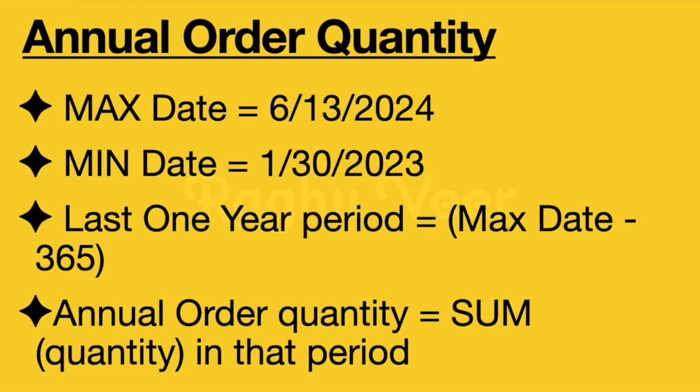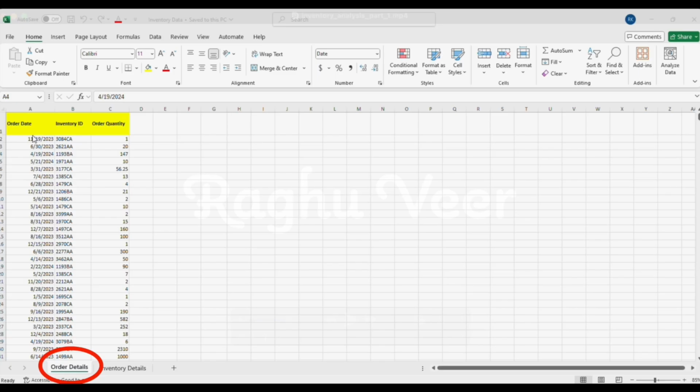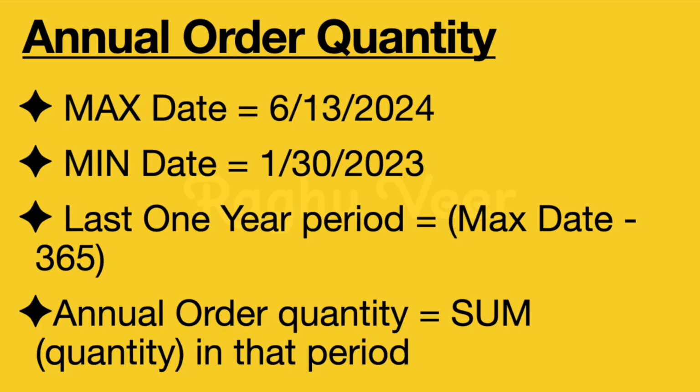Now I want to create a new column called annual order quantity. Now annual is the last 1 year. If you look at the data of order date column, the maximum date is 13th June 2024 and the minimum date is 30th Jan 2023. So the last 1 year period for me is the maximum date and 365 days before that. So the start date is 365 days before the maximum date. So that period I consider it as 1 year.